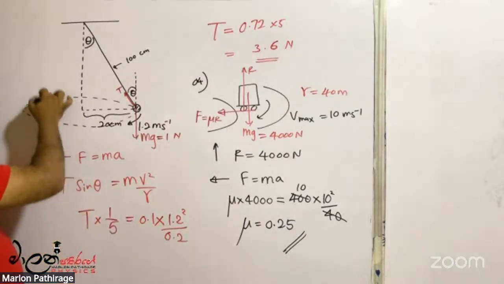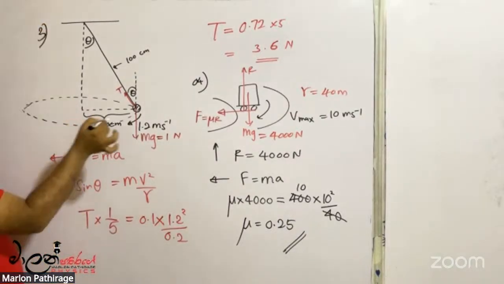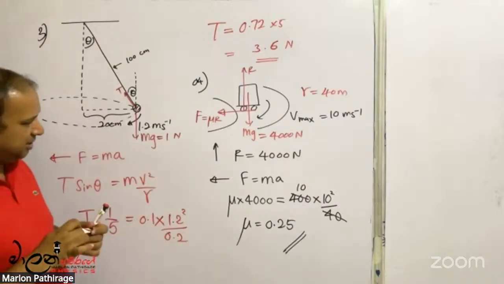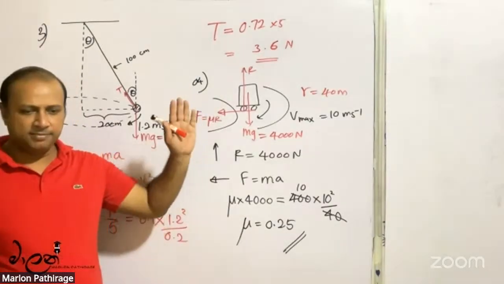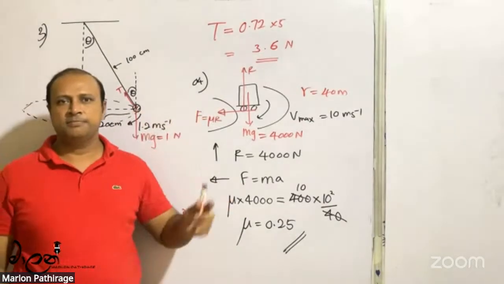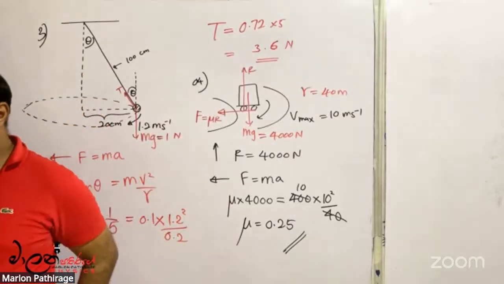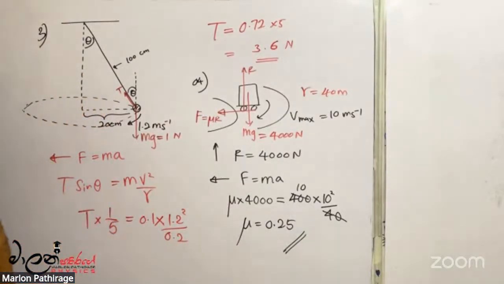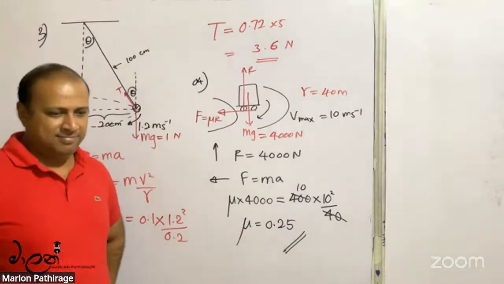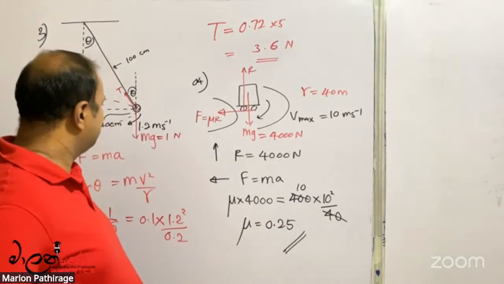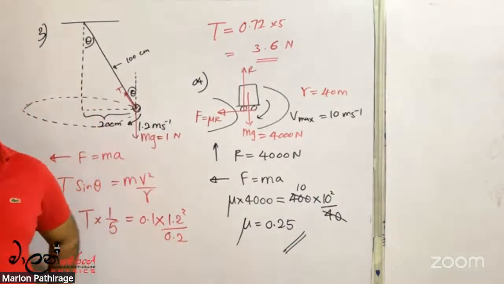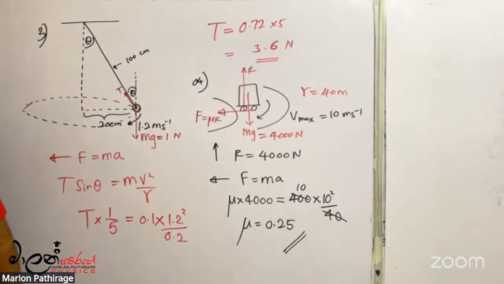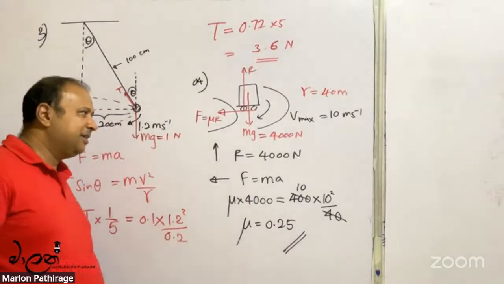So this is the third one, this is the fourth one. If you get this, please raise your hand. Circular motion is not difficult, right?